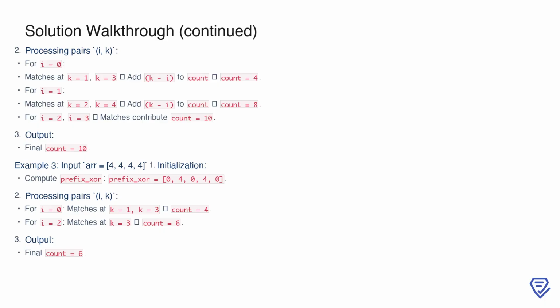For i equals 1, matches occur at k equals 2 and k equals 4, contributing an additional 4 to the count, which now totals count equals 8. For i equals 2 and i equals 3, the matches contribute 2 more, bringing the final count to count equals 10. Finally, we consider another example with arr equals [4, 4, 4, 4]. Here, the prefix_XOR array is [0, 4, 0, 4, 0].